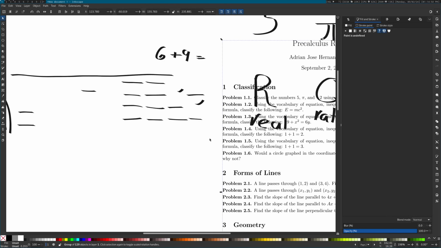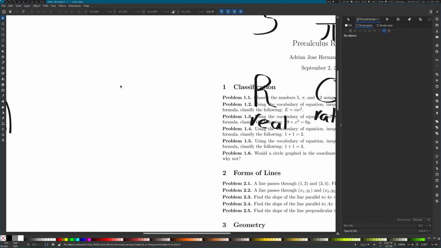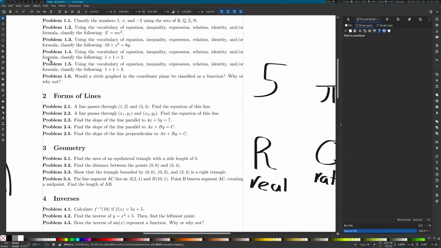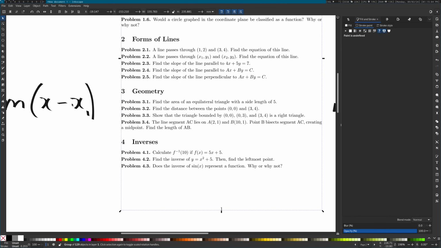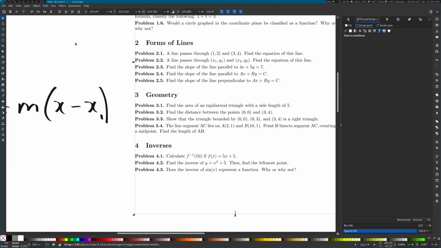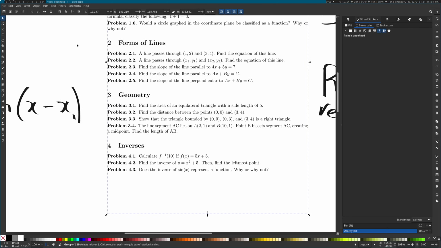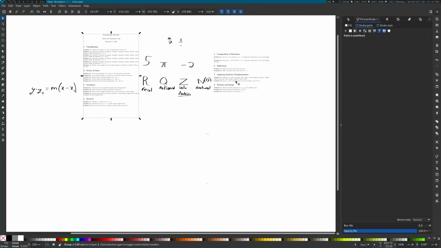If you look at Miss Frisbee's review, there's a lot on how to convert between forms of lines. I will look at that later. Okay, let me erase these real quick.